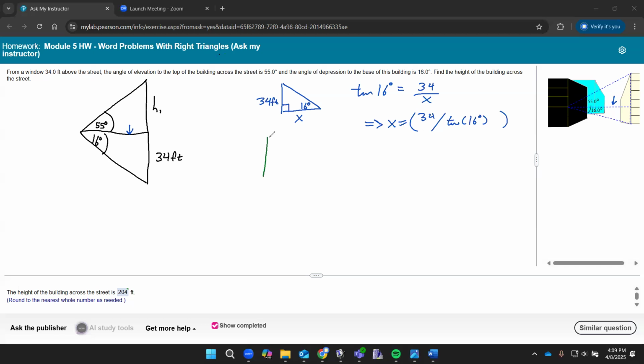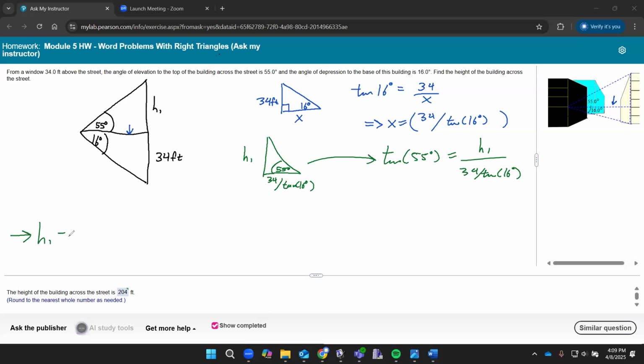Now let's look at the other triangle. This is something like 55 degrees. This is unknown. And this, I think, is 34 divided by the tangent of 16 degrees. So what we normally do is we say the tangent of 55 degrees equals this missing height over whatever this is. Again, you can reduce that in your calculator if you want and plug it in, but I would save a couple decimal places. Let's solve for h1 and see what happens. So h1 equals 34 times the tangent of 55 degrees divided by the tangent of 16 degrees.